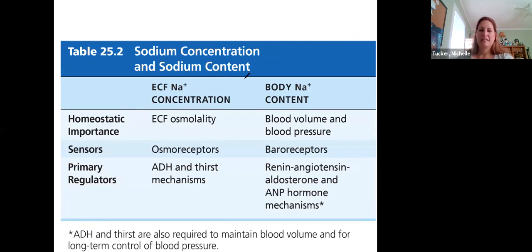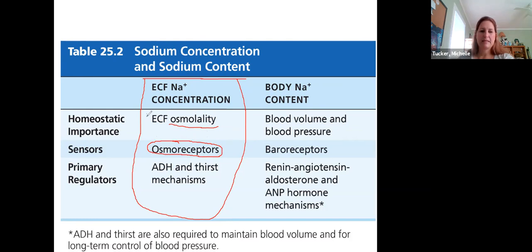But for sodium concentration in the extracellular fluid, so you can think of plasma sodium concentration, that is the osmolality. So how 300 milliosmoles, which for sodium is 300 millimolar, that's a concentration of salt in plasma water. The sensor for maintaining 300 milliosmoles are the hypothalamic osmoreceptors.